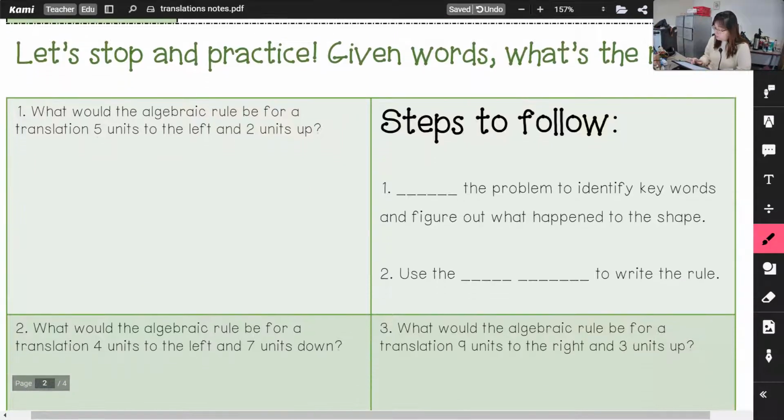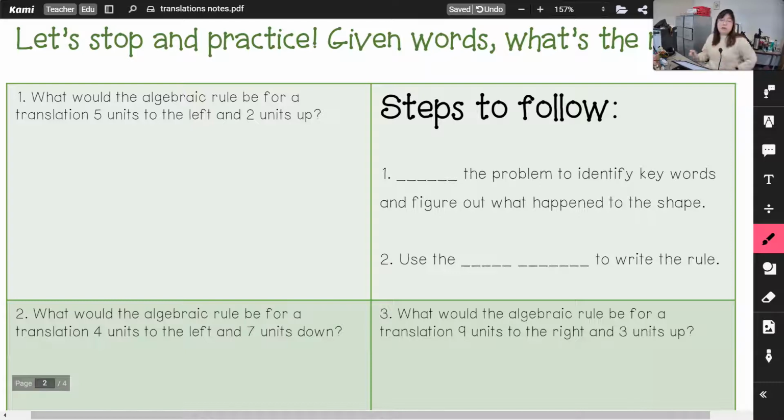Okay, so now let's look at the practice. Given words, what's the rule? So what would the algebraic rule be for a translation 5 units to the left and 2 units up? Here's the numbers, 5 and 2. There's a couple steps here. You want to read the problem to identify keywords and figure out what happened to the shape, and then use the keywords to write the rule. So it says 5 units to the left.